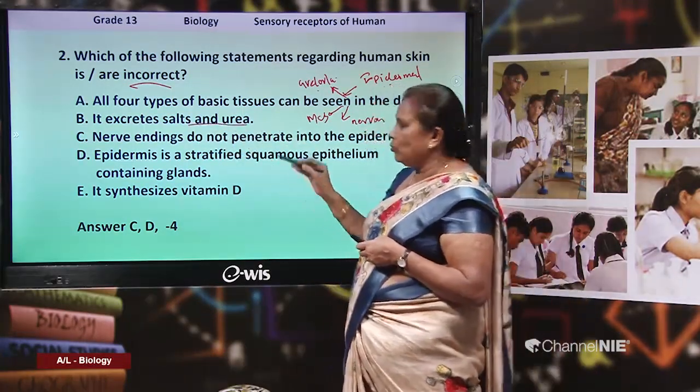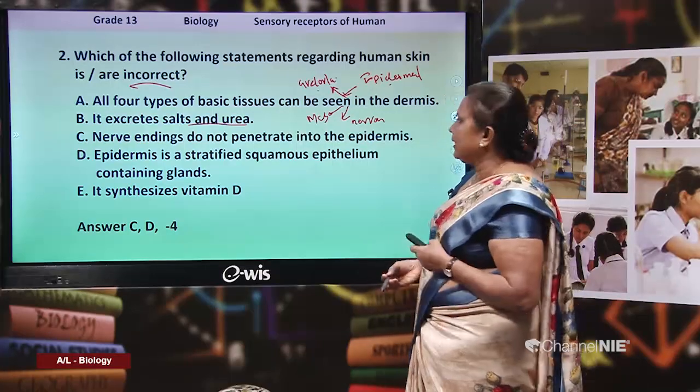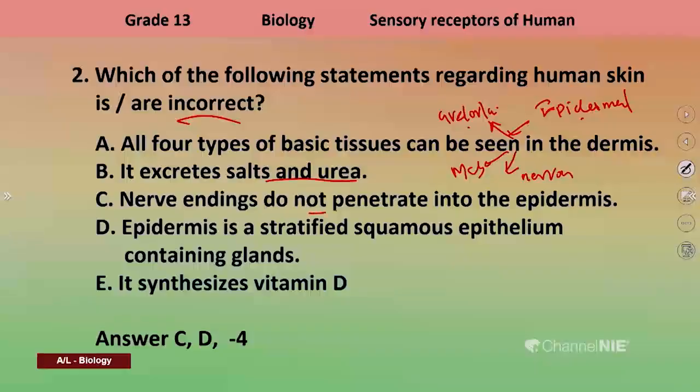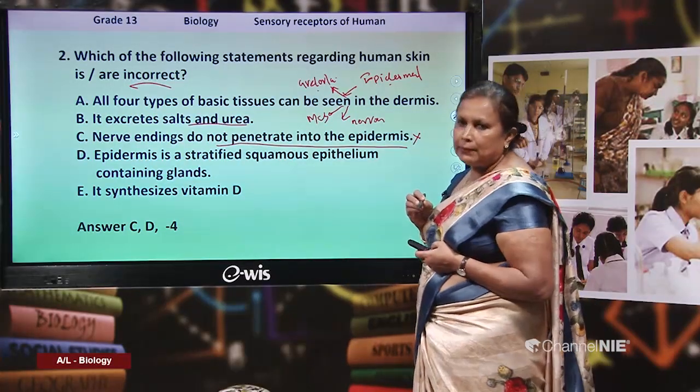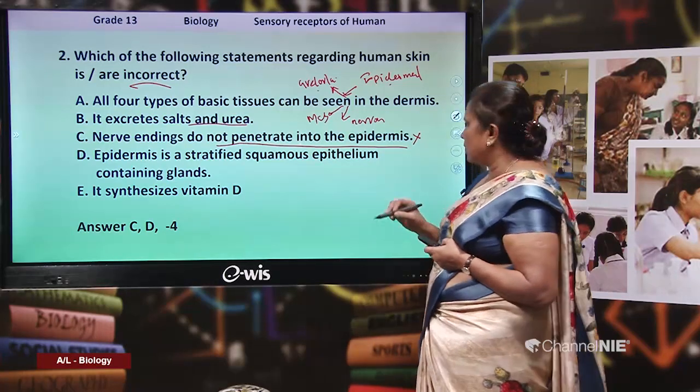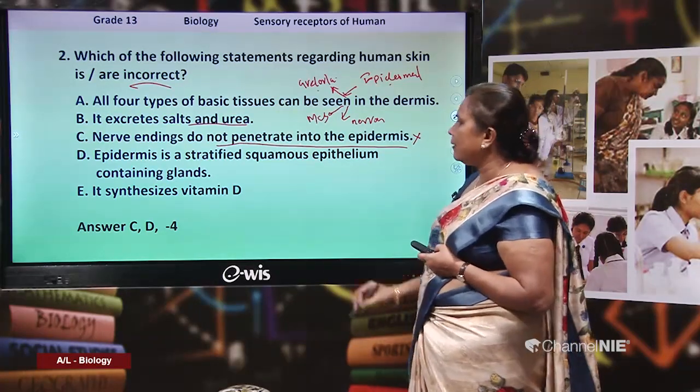Excrete salts and urea, so we studied that. Nerve endings do not penetrate into the epidermis. This is wrong. Certain very fine nerve endings move into the lower regions of the epidermis, but not the blood vessels. Therefore, this is an incorrect statement.